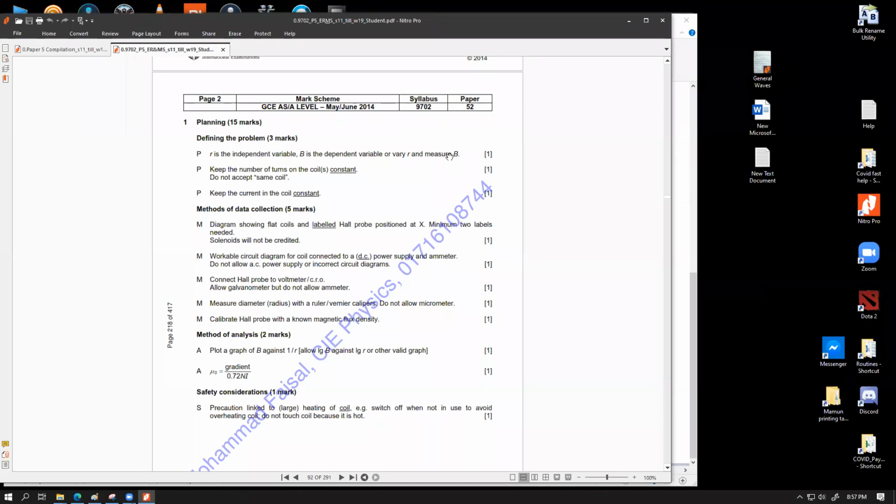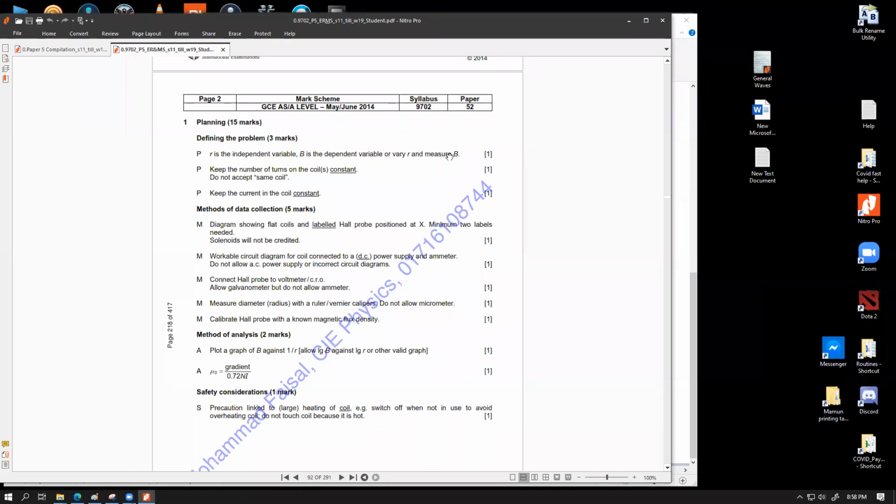Mugdho, you have a question? Sir, do we need to mention how we will measure the number of turns on the coil? We just count while we wound it. No, you don't have to mention it. I don't think you have to mention it. You just have to mention that we keep the number of turns constant while we wound the wire around the coil, for both the coils, for all the experiments.